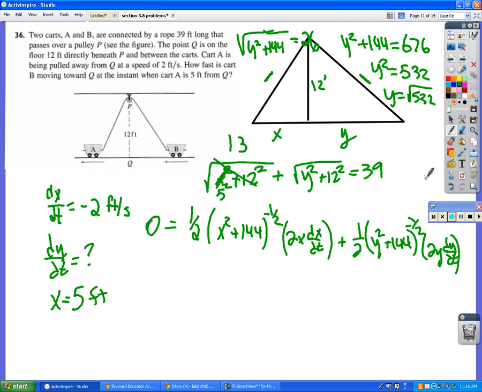So that's your assignment for tomorrow: finish this problem. Plug in 5 for x, plug in -2 for dx/dt, plug in the square root of 532 for y, and solve for dy/dt. And then tomorrow we will wrap it up.